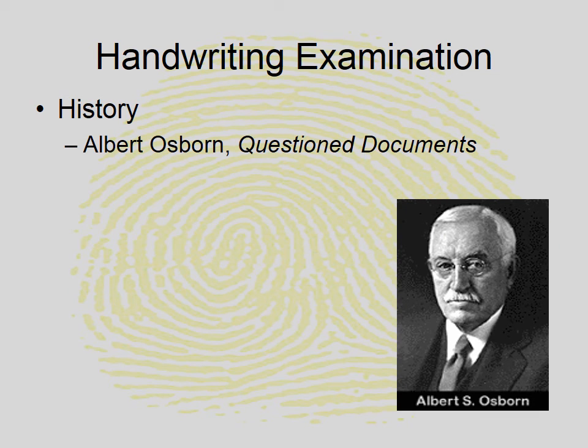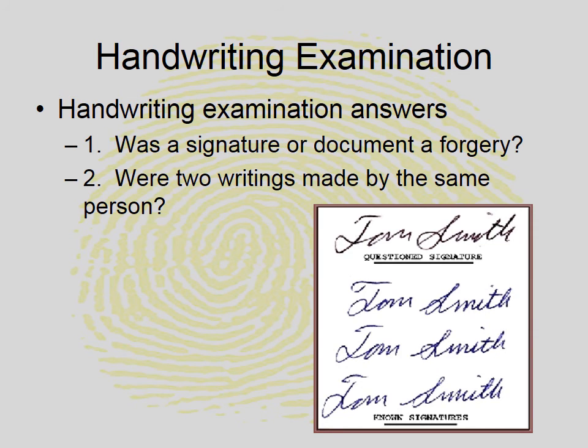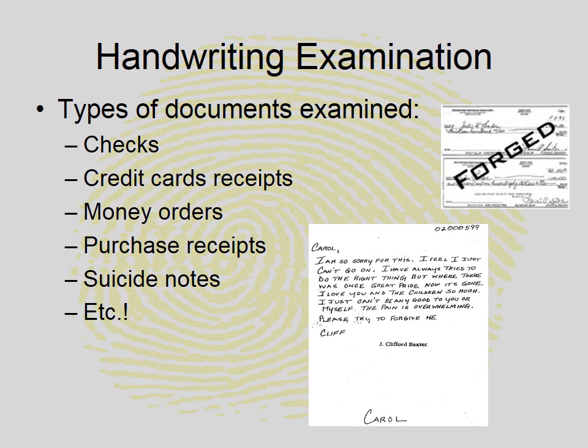Albert Osborne was kind of the early 20th century person who really dug into handwriting examination in his book Questioned Documents. Osborne's text is still used today as a definitive publication on handwriting examination. So the things that we can answer: was the signature a forgery? So did it belong to the individual or not? Or were the two writings made by the same person? That's what we're trying to answer in handwriting examinations.